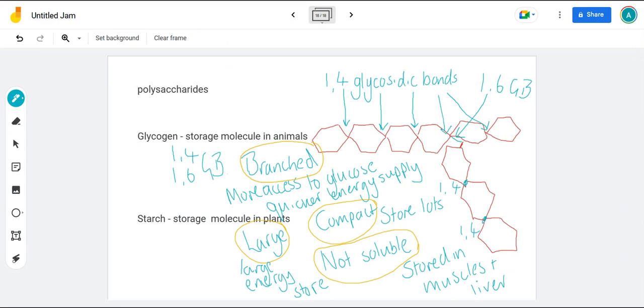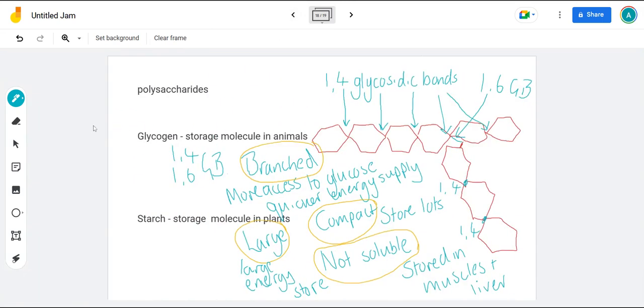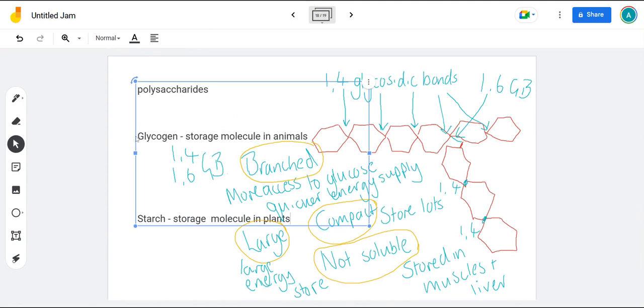Okay. Next, we're going to go on to starch. So remember, starch is the equivalent to glycogen. Glycogen is our storage molecule in animals, and starch is our storage molecule in plants. So let's write it on here because obviously we've run out of space on this one.